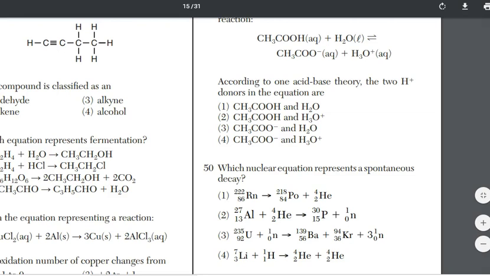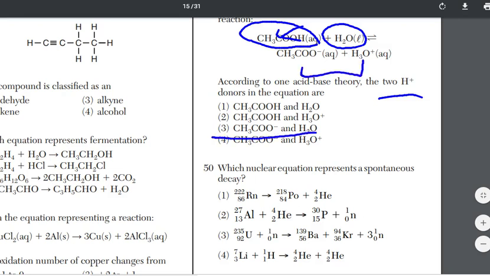Question 49. We're looking at a reversible reaction, and according to one acid-base theory, the 2 H plus donors are. Well, what they're talking about here is the Bronsted-Lowry theory. An H plus donor means it's starting out as an acid and becoming a base. So if I look at the left, I have acetic acid here, and I have water. Well, here's my acid. That's an H plus donor, so it has to be COOH, and then I'm going to choose from the last 2 here.